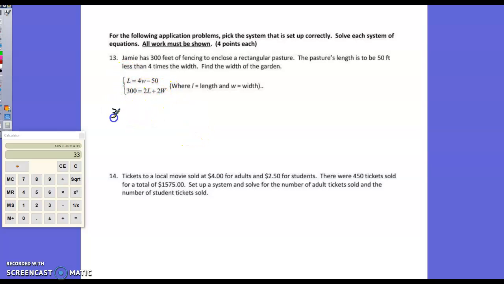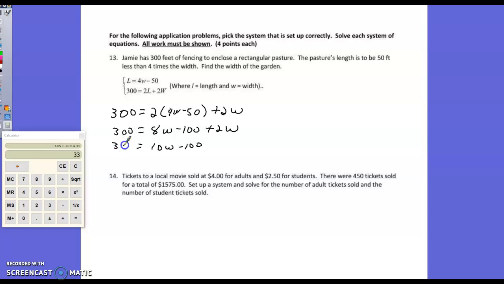So 300, this is a substitution problem, equals 2 times L, and my L is 4W minus 50, plus 2W. Distribute: 8W minus 100 plus 2W equals 300. Combine our like terms, 8 plus 2: 10W minus 100 equals 300.